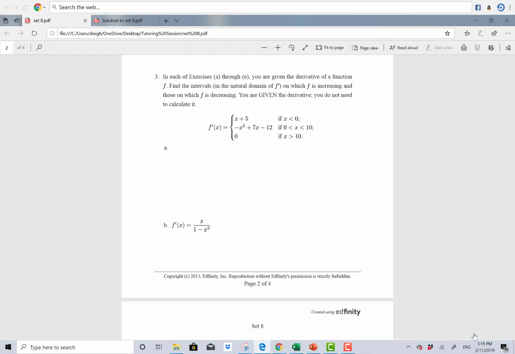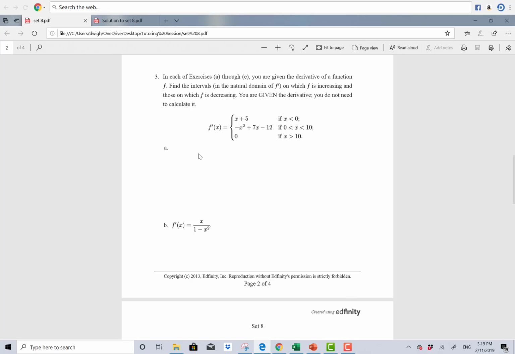Okay, now let's look at number 3. In each exercise, A through E, you are given the derivative of the function. Find the intervals in the natural domain of f prime on which f is increasing. So notice you want where the original function is increasing, and those on which f is decreasing. You are given the derivative, so you do not need to calculate it. All right, so this is the derivative on these intervals.